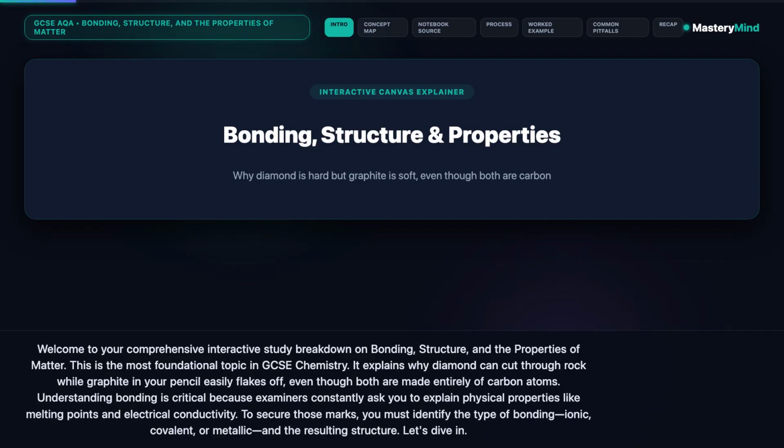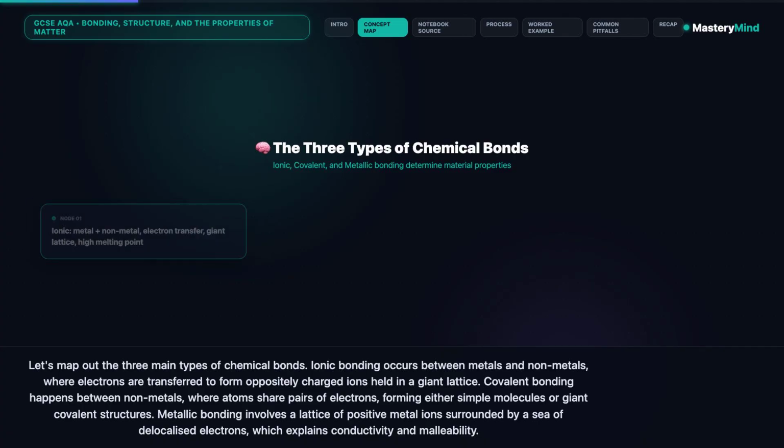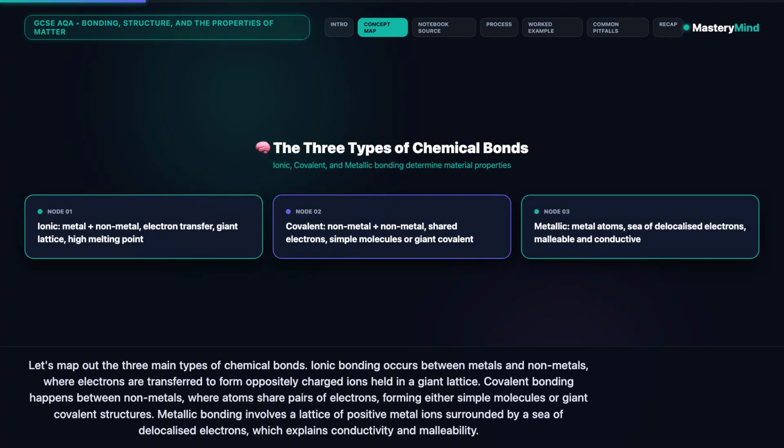Understanding bonding is critical because examiners constantly ask you to explain physical properties like melting points and electrical conductivity. To secure those marks, you must identify the type of bonding, ionic, covalent, or metallic, and the resulting structure. Let's dive in. Let's map out the three main types of chemical bonds.